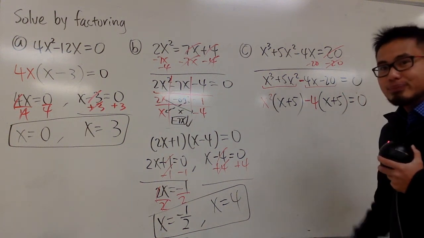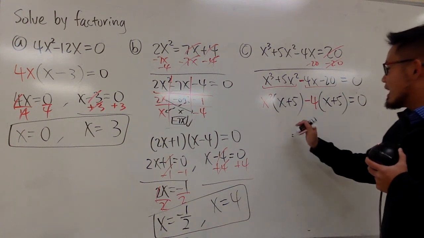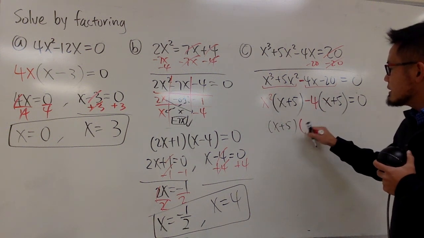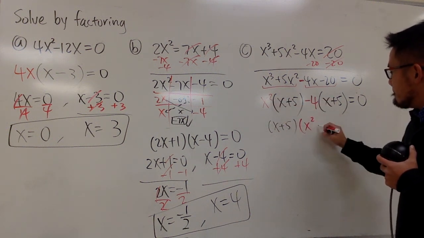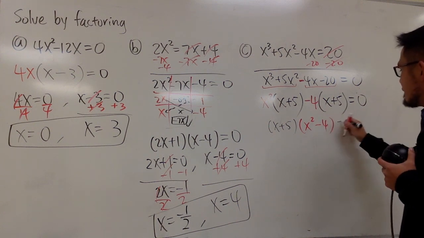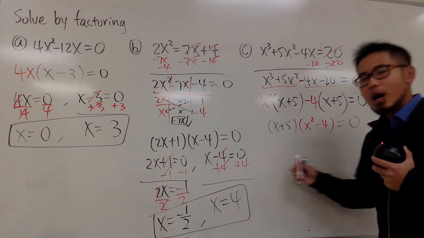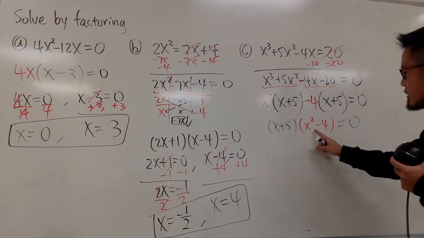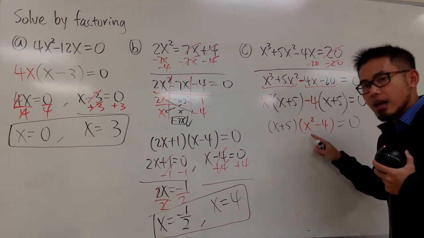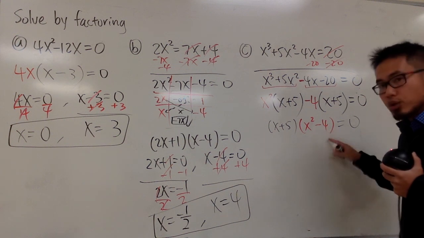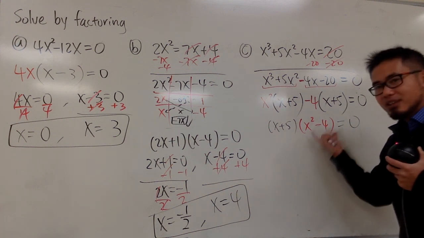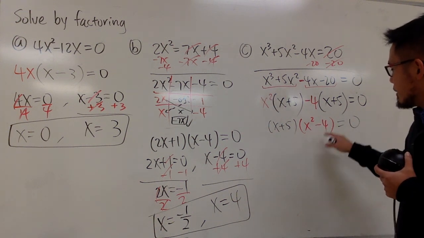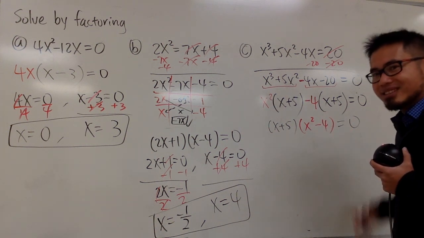Are we done? No, because we can still factor this out. So let's put it down. X plus 5, and the second factor is x squared minus 4, and we still have this equal to 0. Are we done? This one, yes, but not this one. Because you can look at this as x squared minus 2 squared. So this is a difference of 2 squares, right? This is x squared, and then this is 2 to the second power, okay?